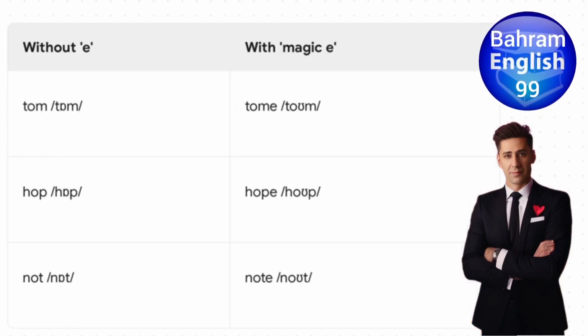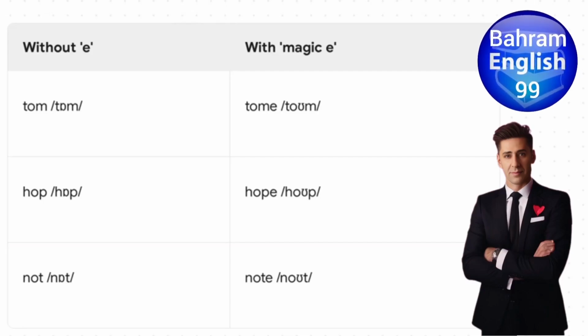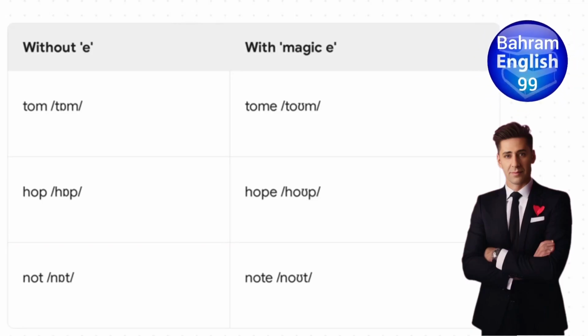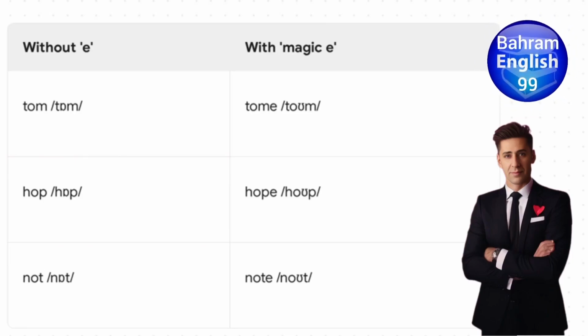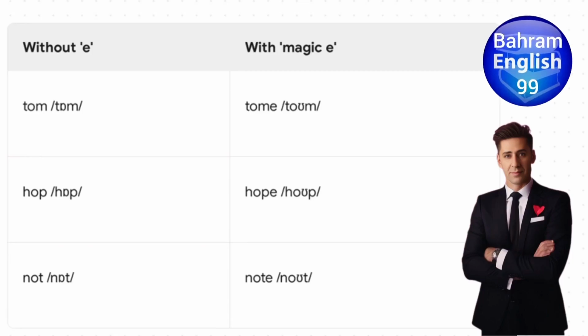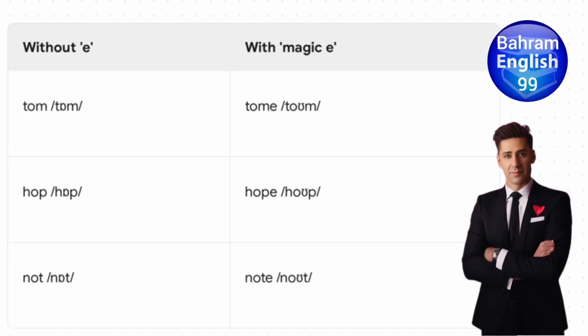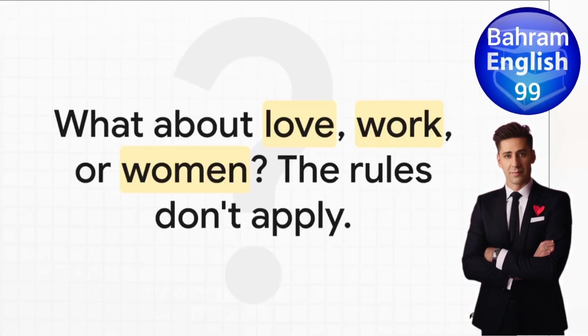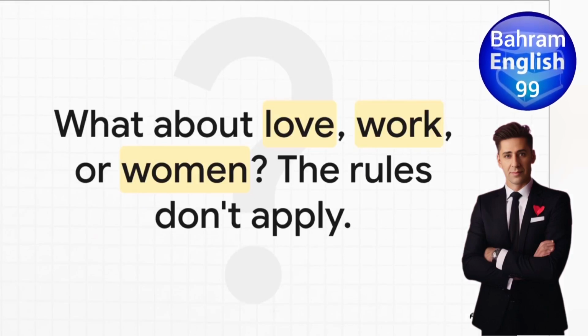And this is a perfect illustration of one of the first rules we all learn in English, the magic E. Just look at how adding a silent E to the end of a word completely changes everything. Tom, with that short O sound, becomes tome with a long O. Hop becomes hope. Not turns into note. That silent E is like a little signal, telling the O to stop being short and start saying its name. Okay, so we've got two solid rules, the short O and the long O with the magic E.